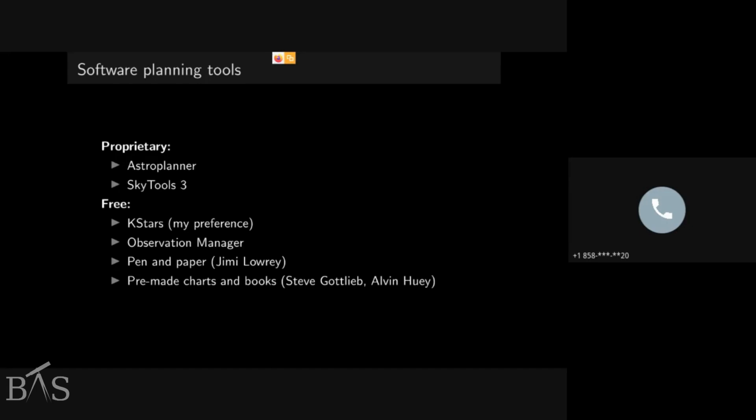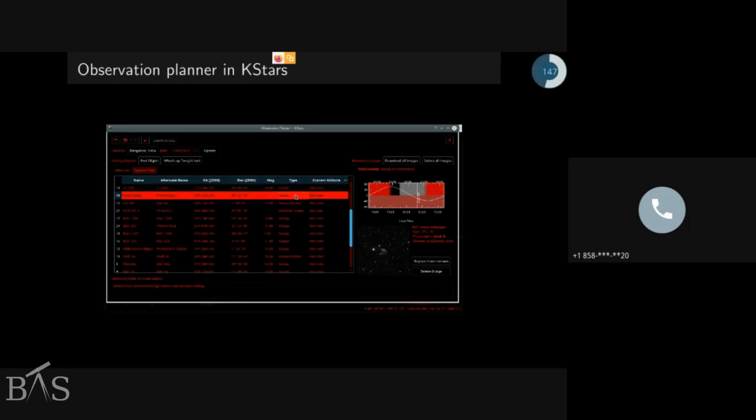I use software. Other people just use pen and paper, printed charts, whatever. But planning is essential. So this is what the observation planner in KStars looks like. This is what I use. What I do is I sort it by current altitude, and I just pick the objects that are high right now. So it keeps recalculating what are the objects at the highest location. So that's very easy for me.